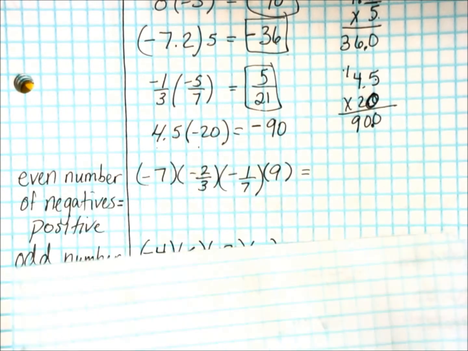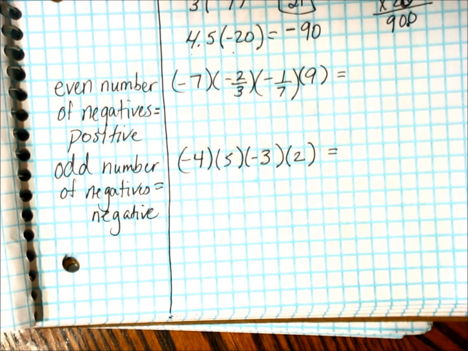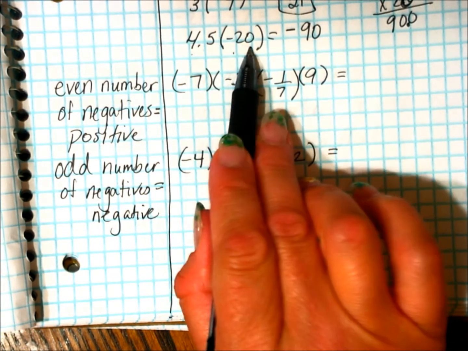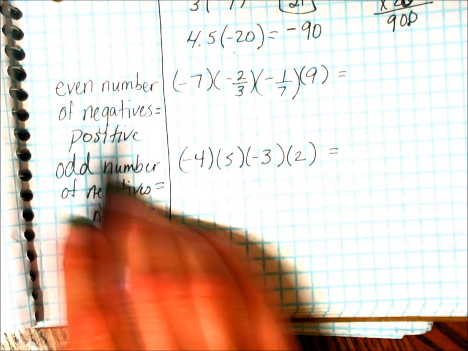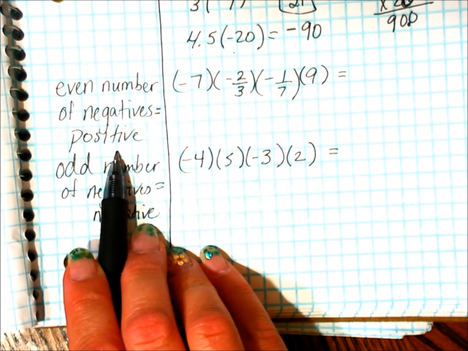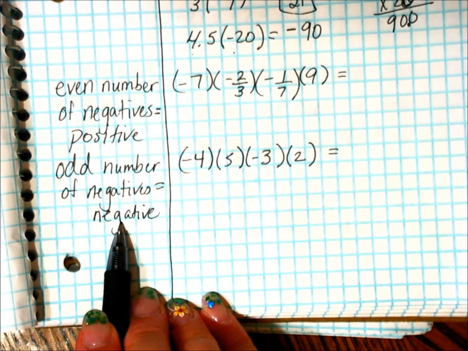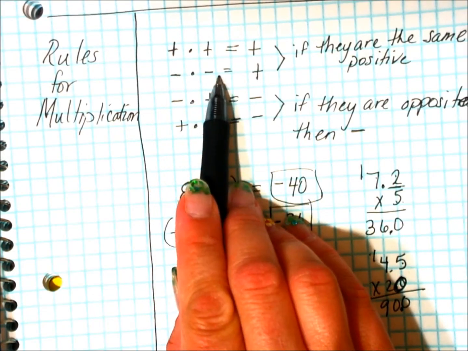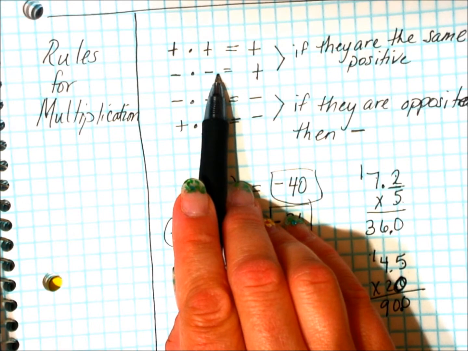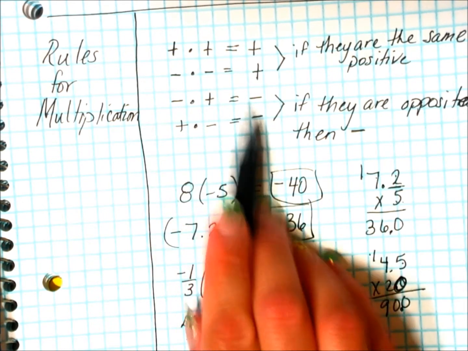All right, so now a couple of other things to think about. We've only done two numbers so far. When you have more than two numbers you're multiplying together, like this problem or this problem, if there's an even number of negatives, then your answer will be positive. If there's an odd number of negatives, then your answer will be negative. So if we look here, we're looking at 2 negatives, which is an even number of negatives. The answer is positive. 1 negative, the answer is negative.